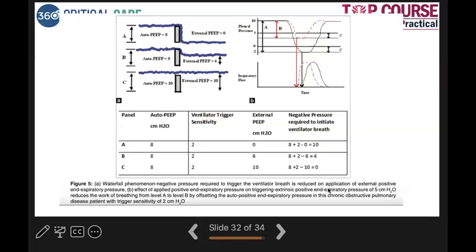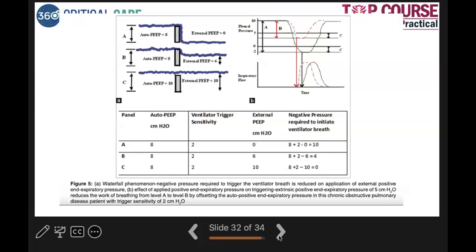So the final one-liner is: when you are setting an external PEEP for a spontaneously breathing COPD patient on a ventilator who is struggling hard to even trigger the next breath, keep the external PEEP at 75 to 85% of the auto PEEP, not more, not too less. Less has no value. More causes dynamic hyperinflation.